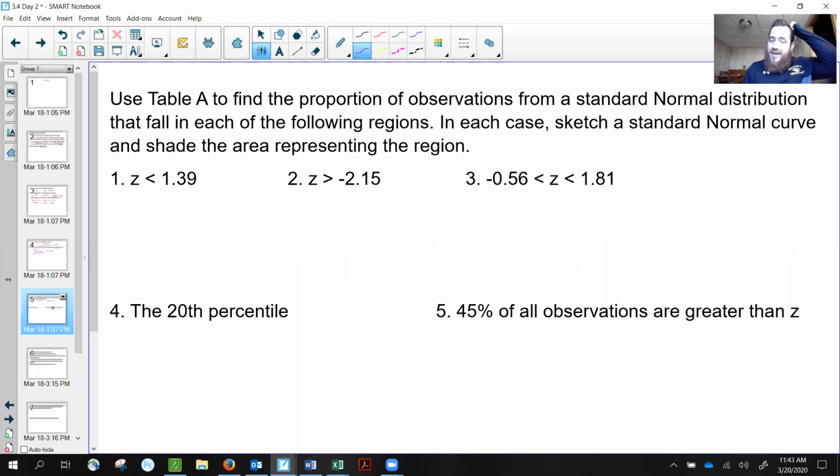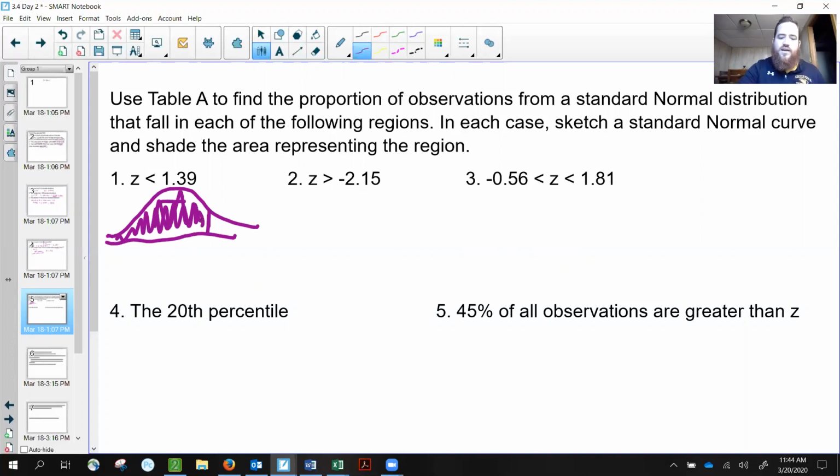Use table A to find the proportion of observations from a standard normal distribution that fall in each of the following regions. In each case, sketch a standard normal curve and shade the area represented. I'm not going to worry about sketching the standard normal curve. I'll do it, whatever. Nothing but time. So Z is less than 1.39, so area to the left of 1.39. That's what our table tells us.